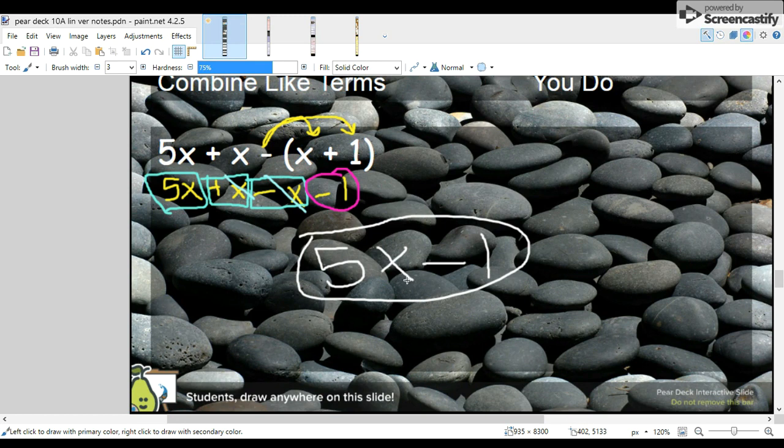You should have simplified it to 5x minus 1. First, we distribute that negative into each of these terms. Combine like terms. Let's box each of our terms with an x. When you're boxing terms, make sure you also include those operation signs, the pluses and the minuses. Those x's cancel out. We're left with 5x minus 1.